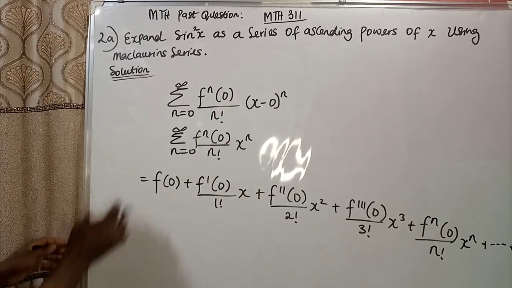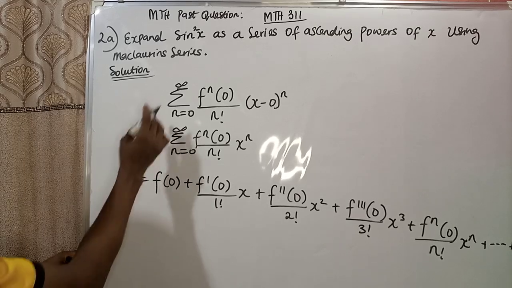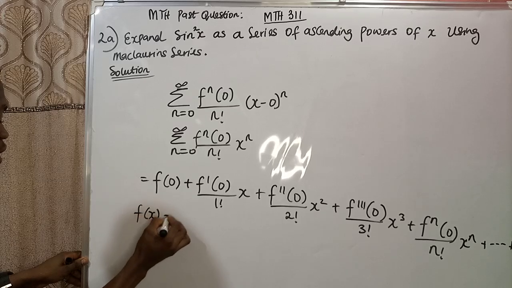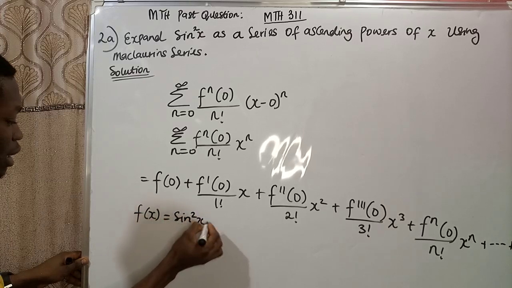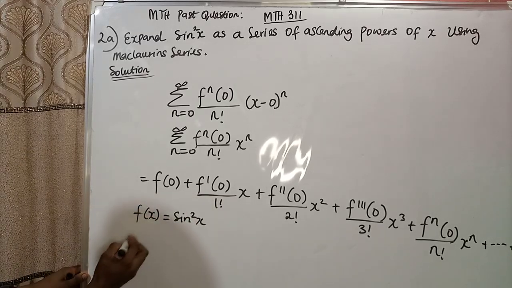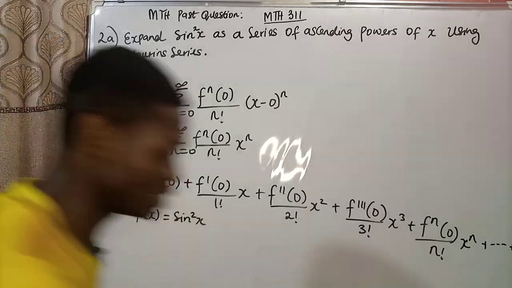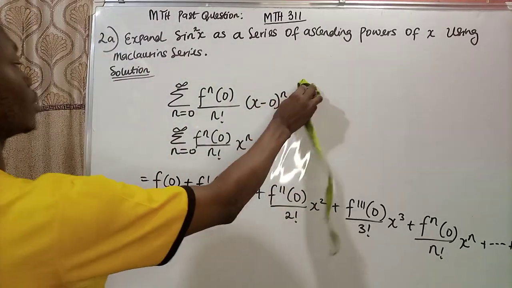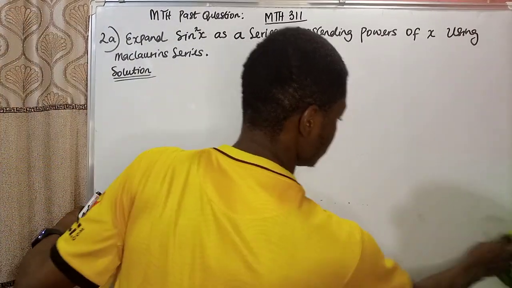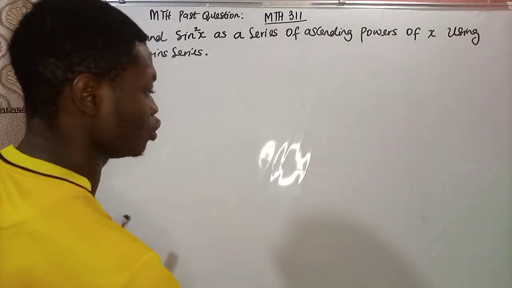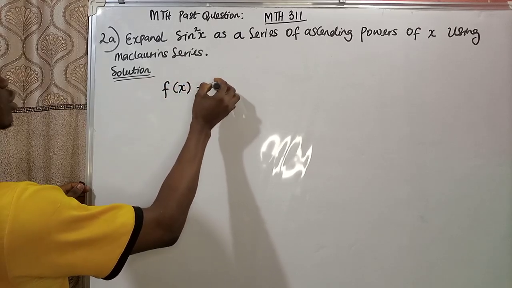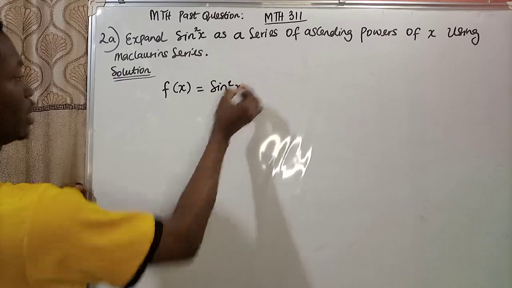So we are going to bring out the question they gave us. We have f of x is equal to sine squared x. So we are going to differentiate this one by one. So f of x is equal to sine squared x.